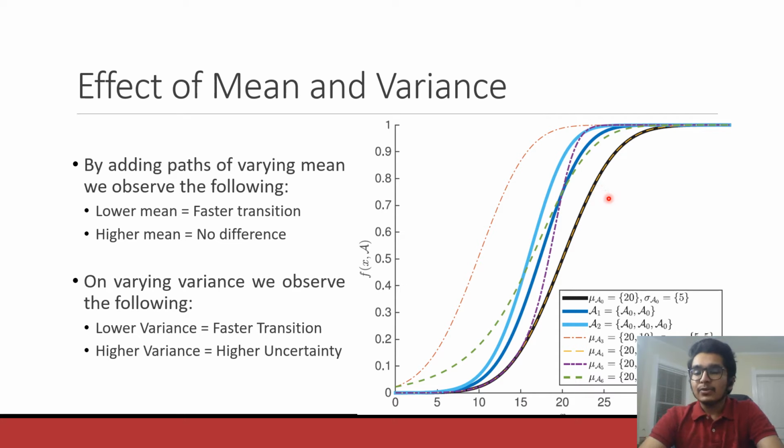Now what happens if we do a higher variance? That is represented by this green line. As we see, it flattens out, and this is not good because this has high uncertainty in its prediction, and this won't help much.